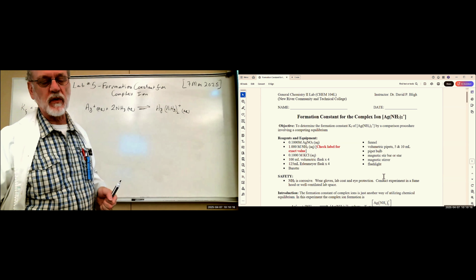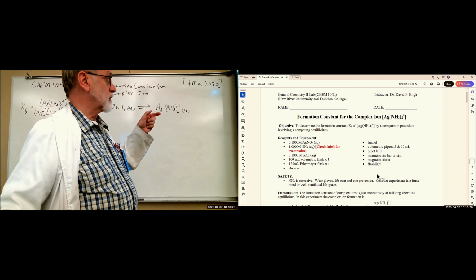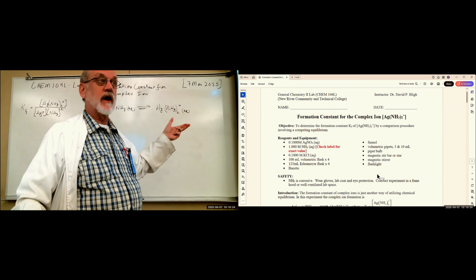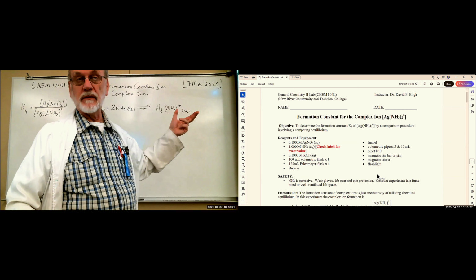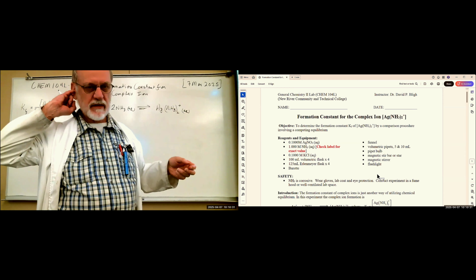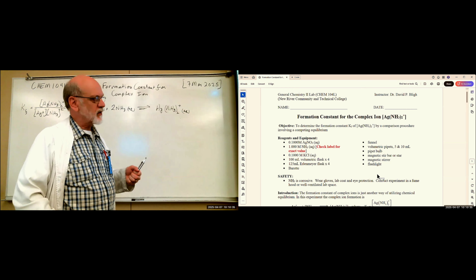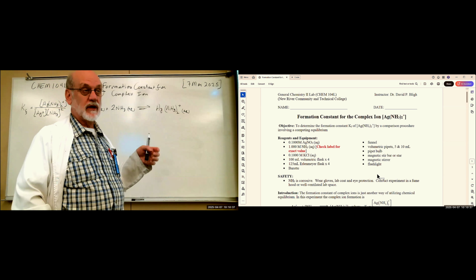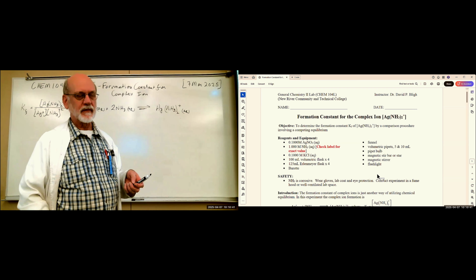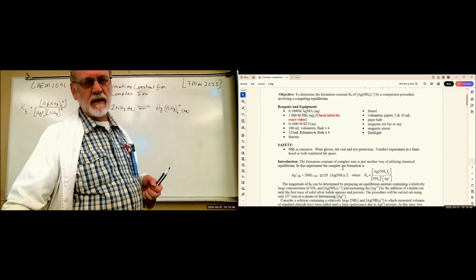That's the purpose of potassium chloride. The potassium chloride is 0.1 molar. The silver nitrate is 0.1 molar, which makes silver ions 0.1 molar. The ammonia is a little more problematic. I had standardized that one, and it's not going to be exactly 1 molar. It'll be some value. So we'll have to use the exact value that I give you in the lab. Okay.